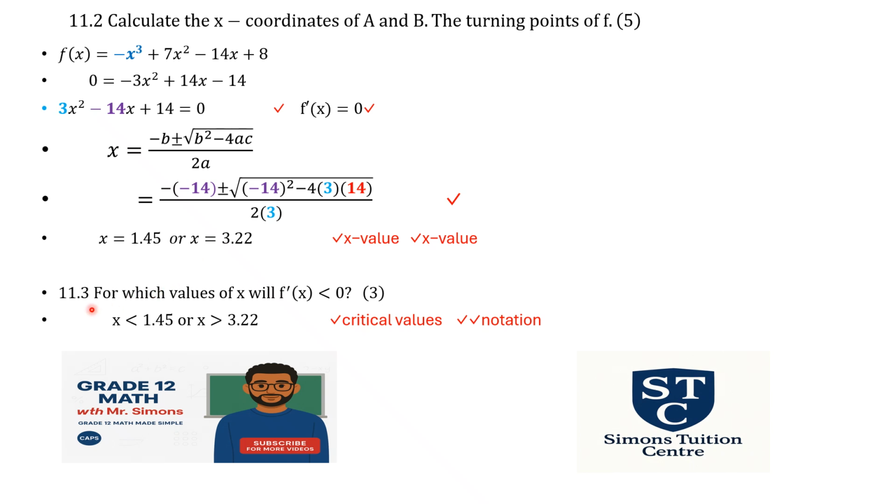Right, now 11.3, for which values of x will f prime x be less than 0? For 3 marks. So in the graph, x less than 1,45 or x greater than 3,22. Those are my critical values and my notation. It will be on either side of those two values, the x-intercepts. So on the left of A, the graph goes down, so therefore the first derivative is less than 0, and on the other side of C, the first derivative there would then be greater than 0.